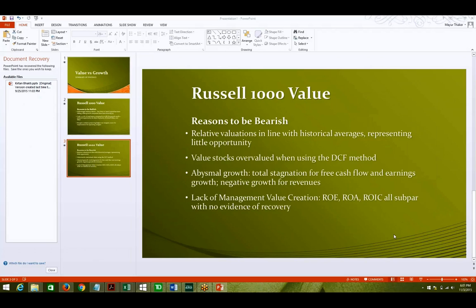So the evidence simply does not add up to value stocks representing an attractive valuation relative to growth stocks at this time. We can look for value stocks to outperform if we see a broader earnings recession, but for now the evidence is still overwhelmingly in favor of remaining tactically overweight on growth stocks.